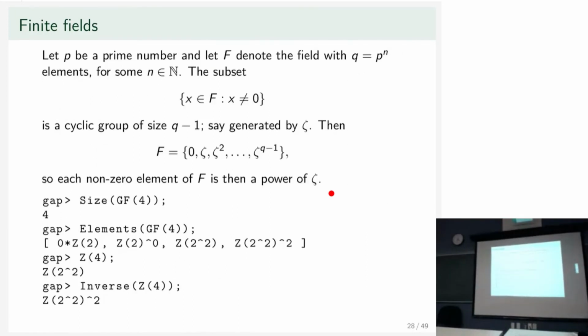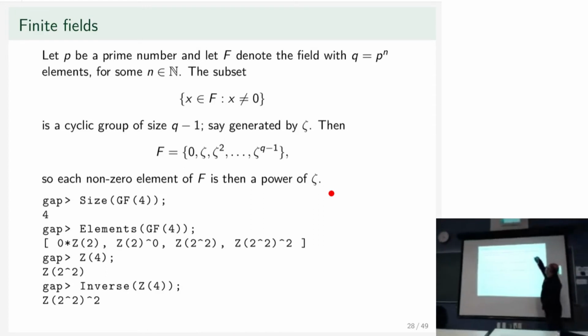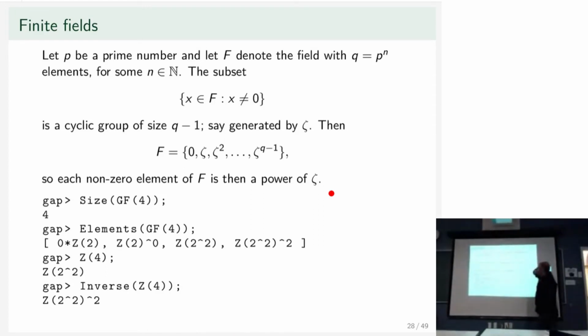Very good. And okay, how will GAP work with finite fields? So the key thing is the following. Let's say that F is our field with Q elements. Q is p to the n. Well, you know that all non-zero elements form a cyclic group with Q minus 1 elements. Okay? This is a well-known fact.